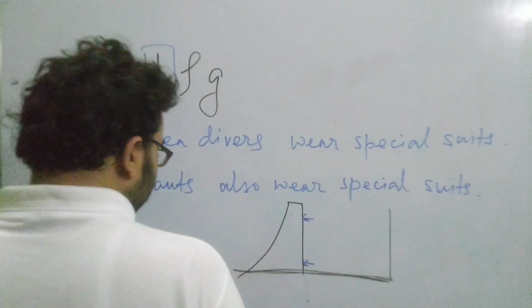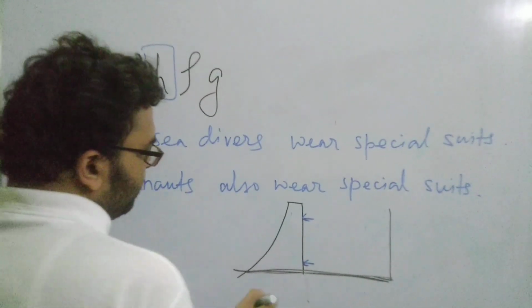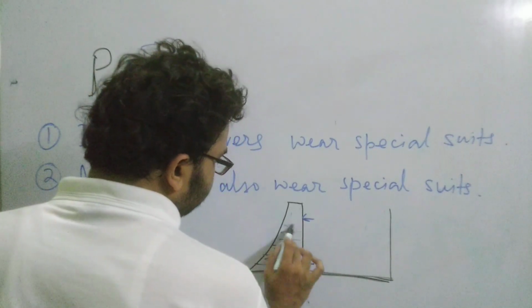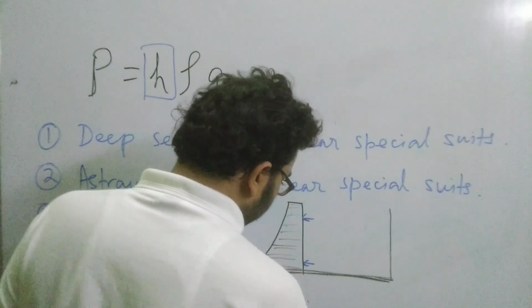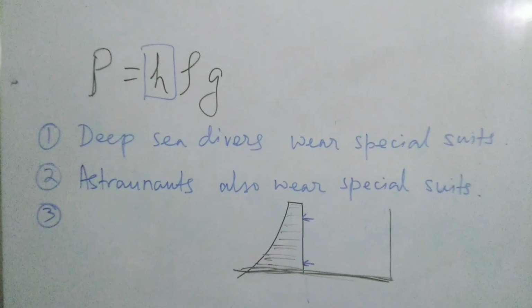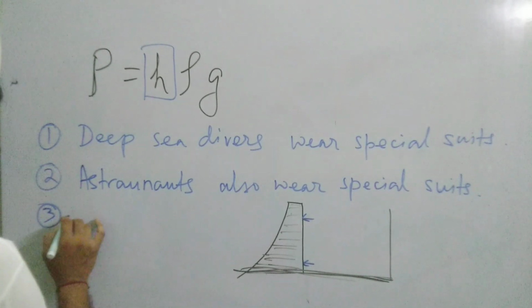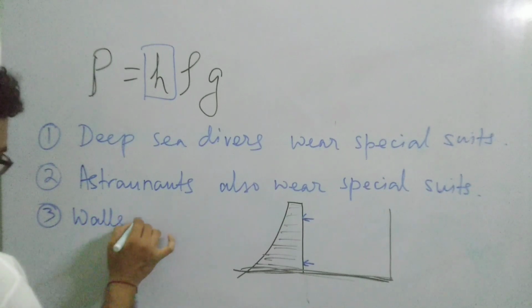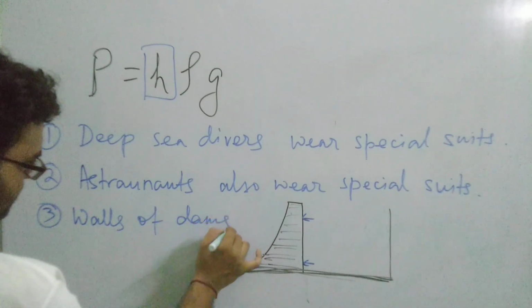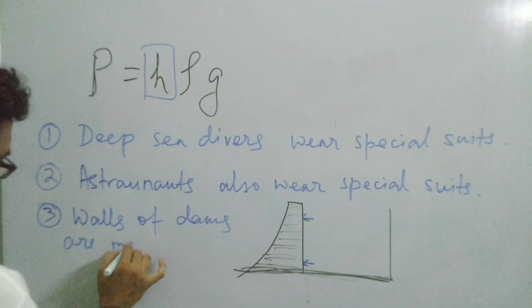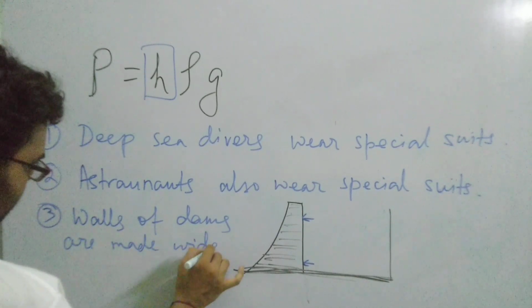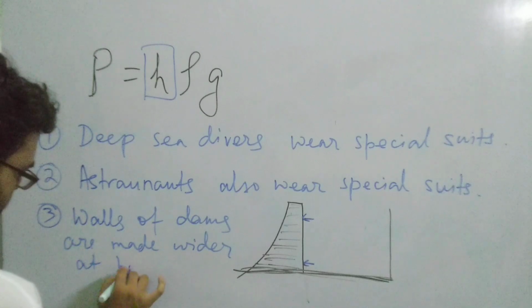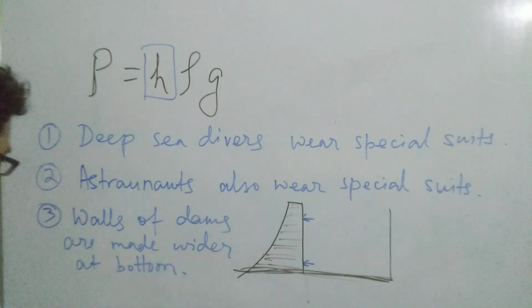Now the water will exert more pressure at this point than at this point. So the wall of the dam is made thicker at the base, or the lower end. That is why the dam walls are made thick at the base end, so that they can withstand the high pressure of the water. So the third point is that walls of dams are made wider at the bottom. So this is the third application.